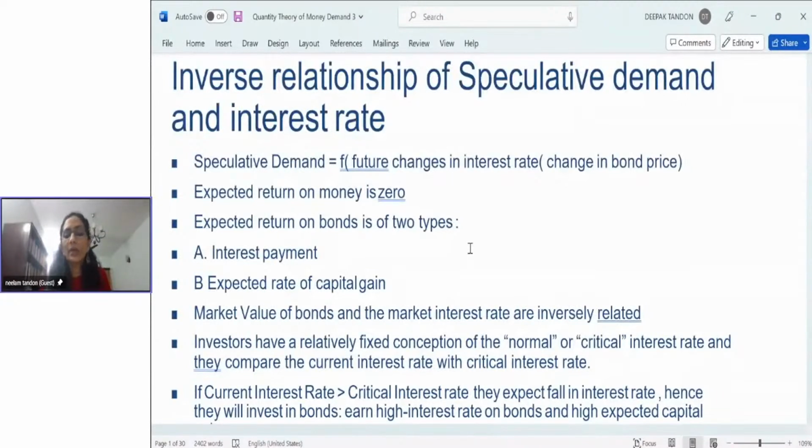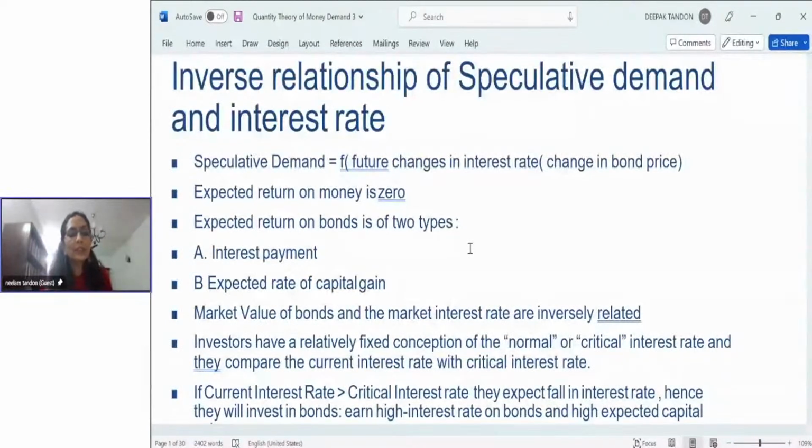After all, you are investing in the market for capital gain only. Who wants to lose in the market? So you want to go for capital gain. So these are the two parameters. I hope it is clear. So speculative demand depends on what? It depends on interest rates, because if interest rates increase, the bond prices will change, and respectively your capital gain will change.